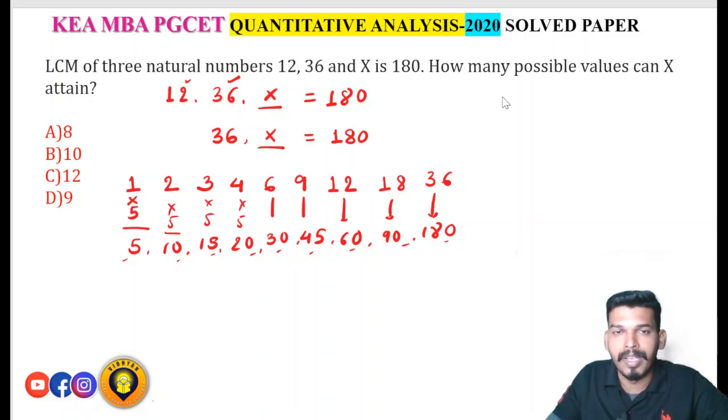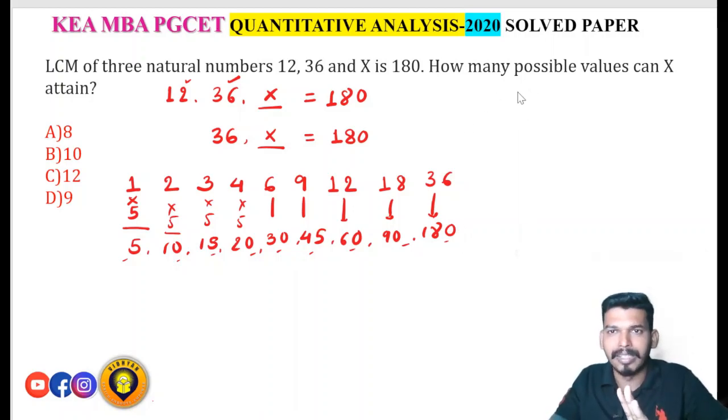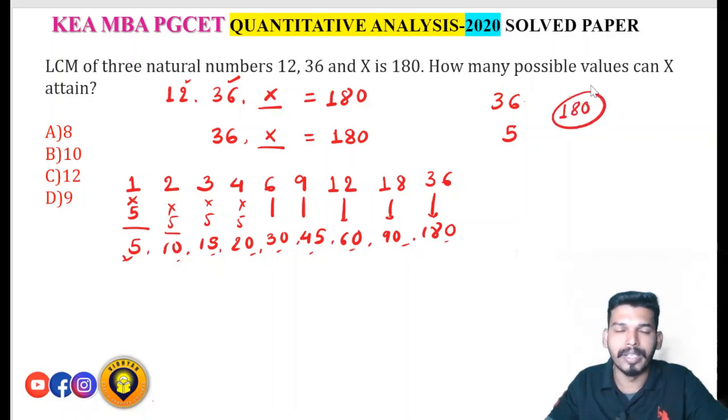So you can verify. See, take two numbers and check the LCM. Look here, 36 and 5. First, consider these two numbers, 36 and 5. We have to find their LCM. Is any number common? No number is common. What is the ratio? The ratio will be 36:5 only. So if you want to get the LCM, it is 36 into 5, which is 180.